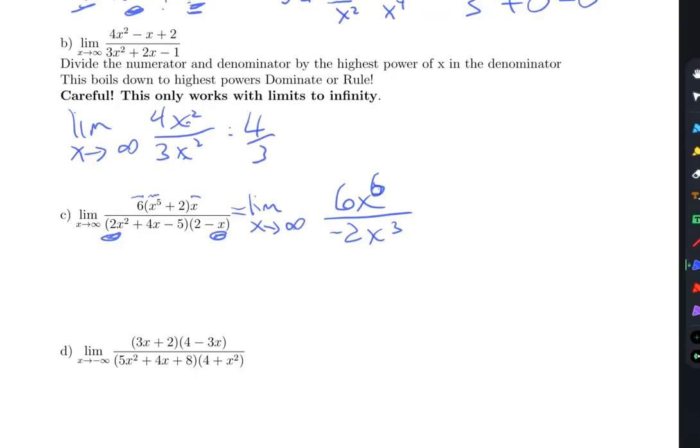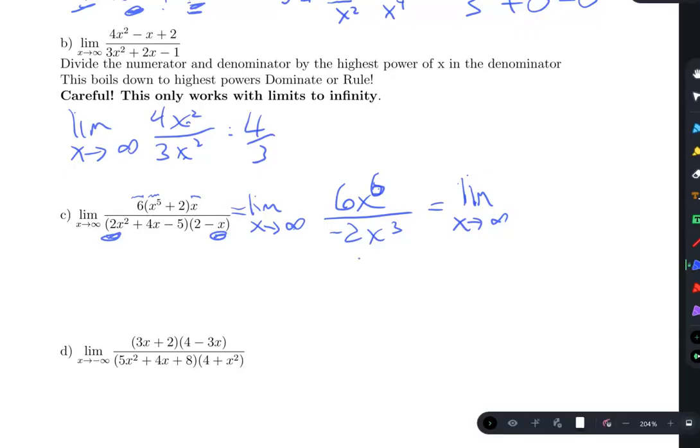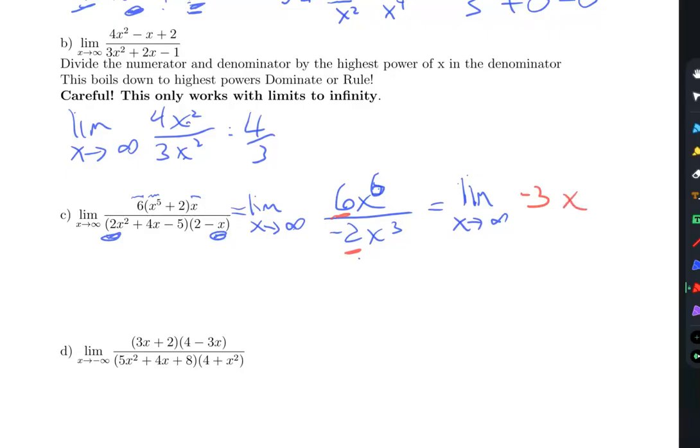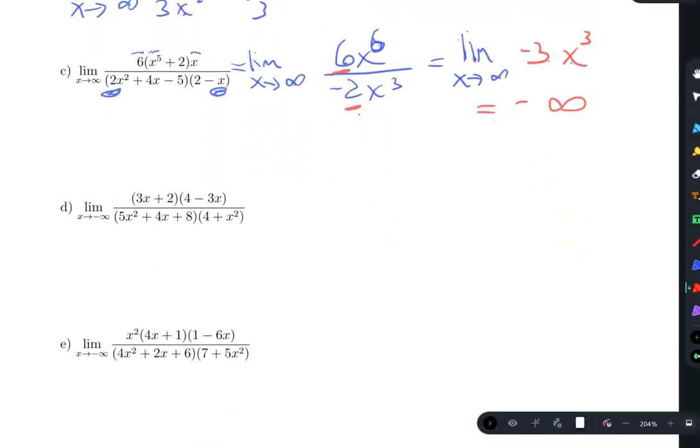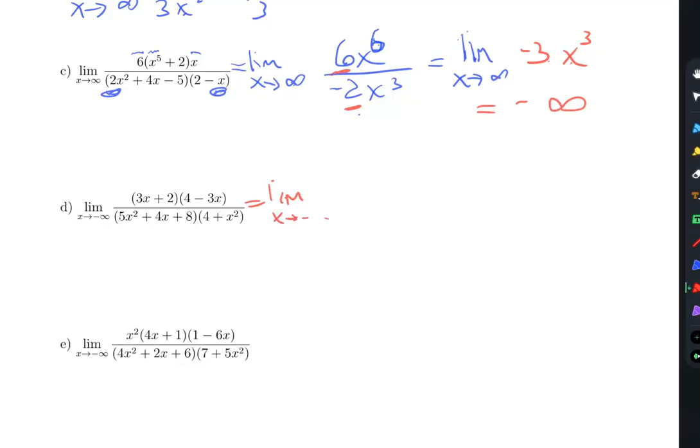Cancel, because if I plug in infinity, I get infinity over infinity. So I get limit as x goes to infinity. These two numbers here, this and this, give me a negative 3, and then I'd have x to the 3rd. And now if I plug in infinity, multiplying it by negative 3, I'd get negative infinity. So these numbers really matter. So let's try it again. So this one's going to negative infinity. We just need to remember to carry it along.